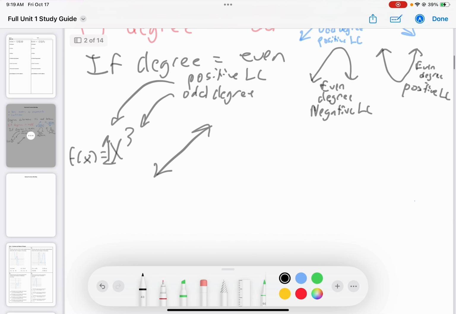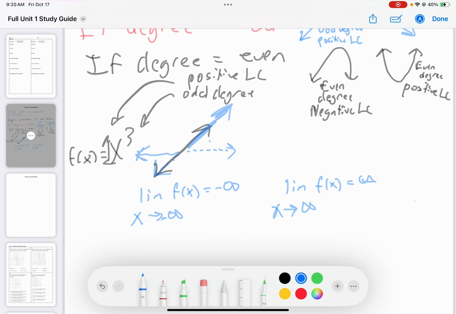And so the way I write the end behavior in limit notation is the limit as x approaches positive infinity. Or maybe I should do negative infinity first. So as I head forever in this direction, because x is moved horizontally, what happens to the output? Well, it's heading towards negative infinity. So I can say the limit of f of x is equal to negative infinity. Well, the limit as x approaches positive infinity, so as I head forever in this direction, what happens to the output? Well, it's going up. So the limit of f of x is equal to positive infinity.